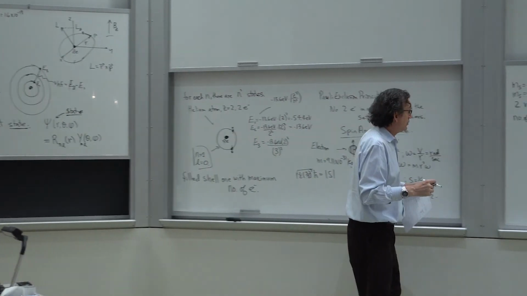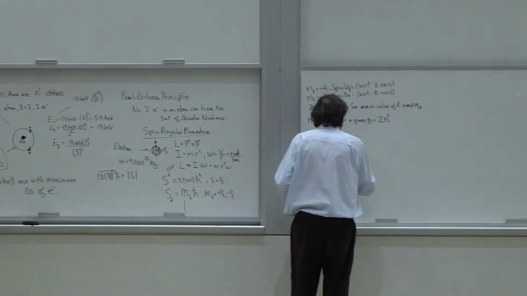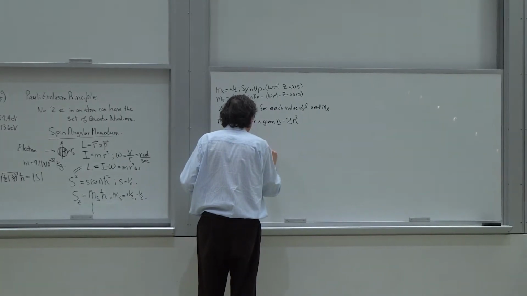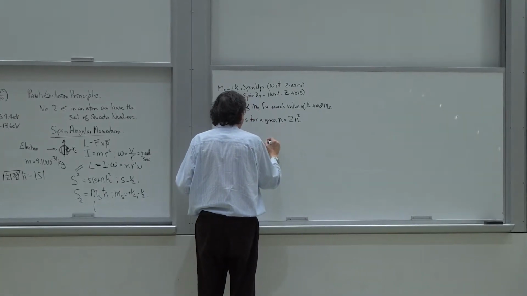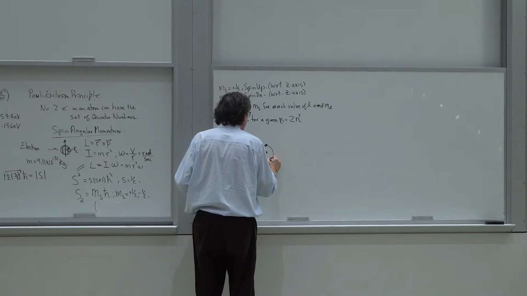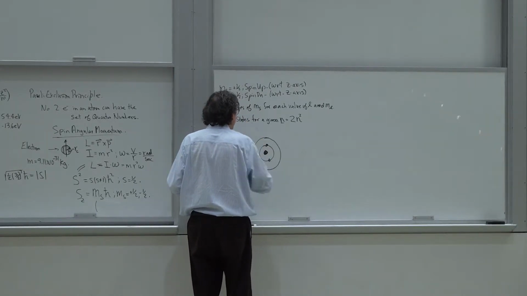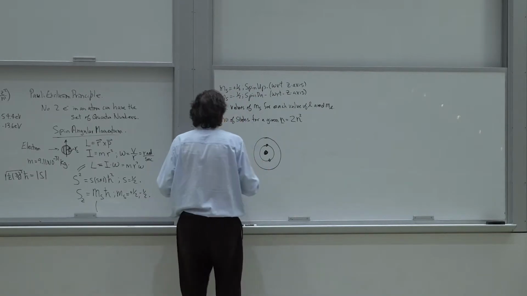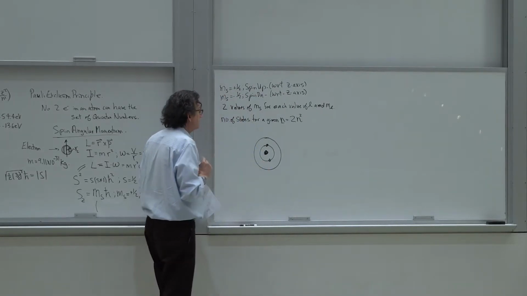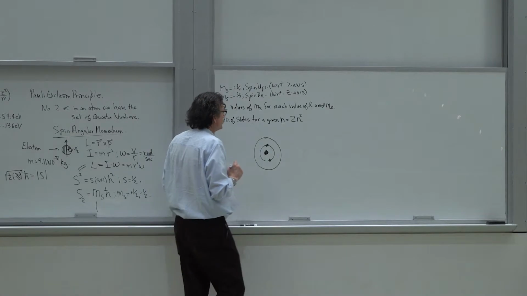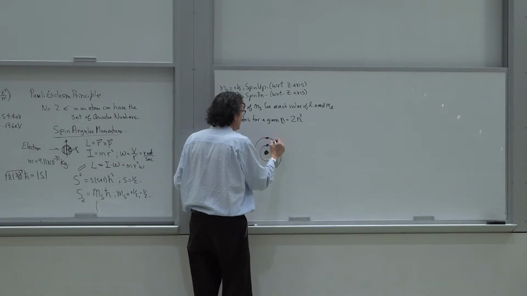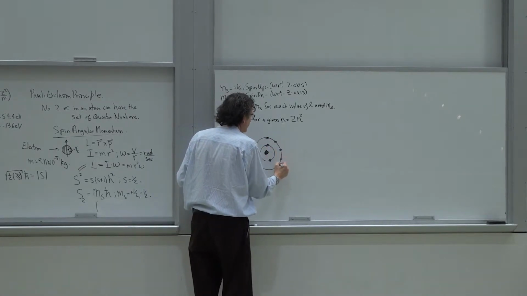If I now go to n equals 2, then what I'm going to do is I'm going to start filling in the orbitals. The n equals 1 has 2 electrons, so it's already full. I'm going to go to the next shell, which is the n equals 2, and now I can have 8 electrons in there. So I'm going to put electrons in here, 1, 2, 3, 4, 5, 6.